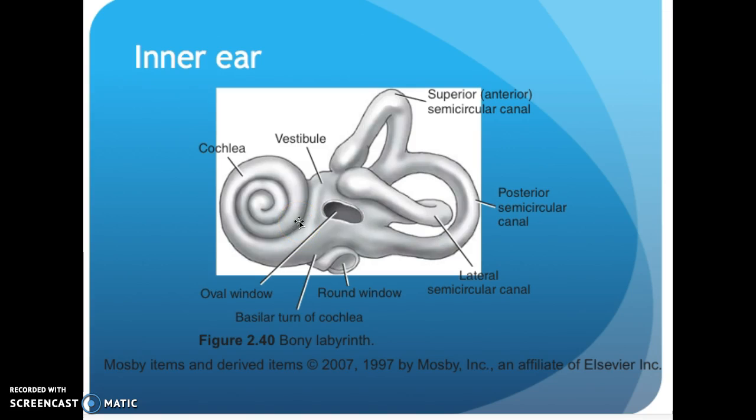So here's an up close picture. You can see your superior, anterior, posterior, and your lateral with your round window and your oval window. So round window is round, oval window is oval, and you'll be able to see that on some of the images. And of course your cochlea.